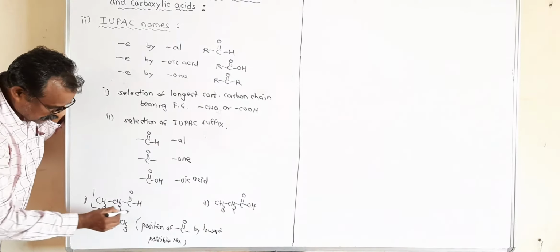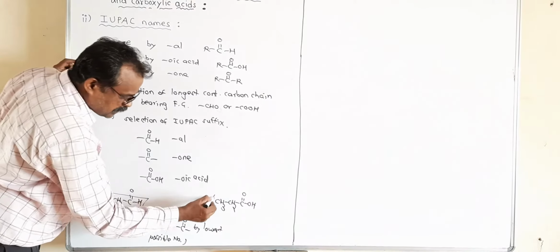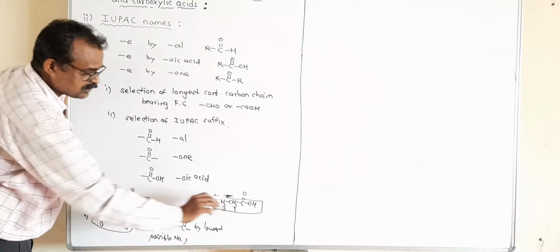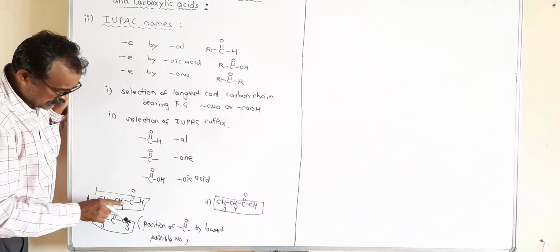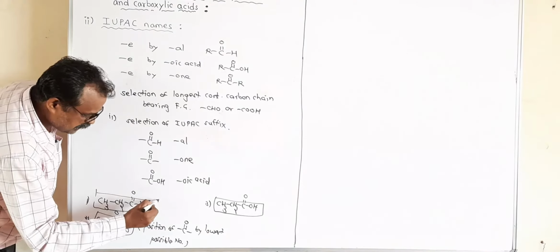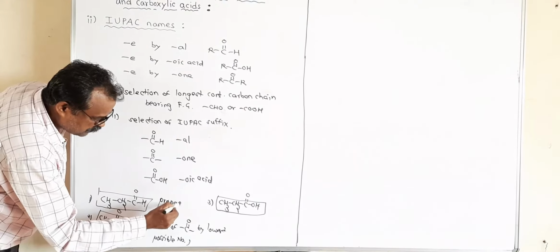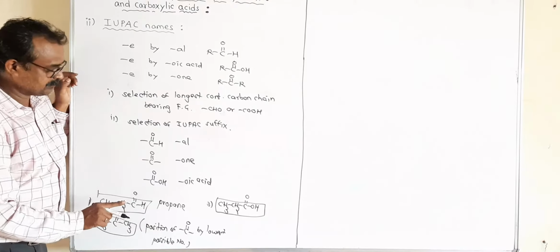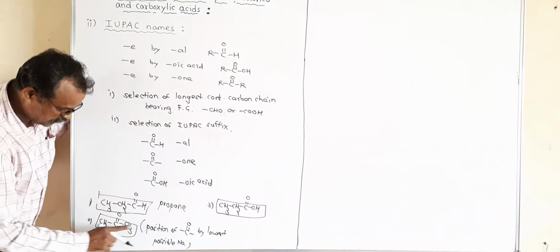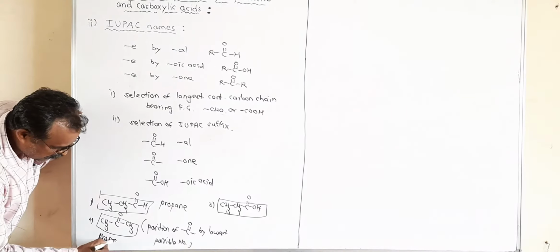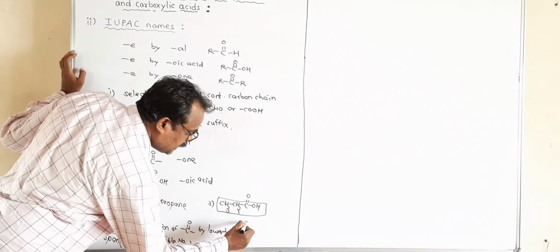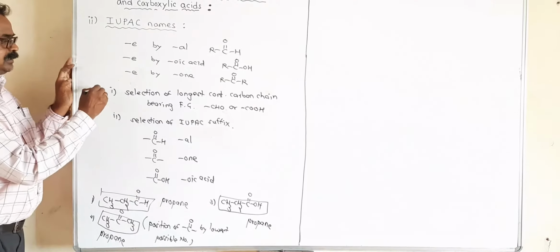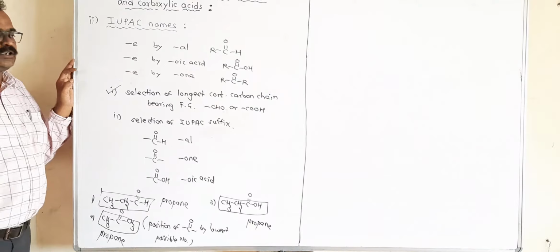This is the 3-carbon aldehyde, 3-carbon acid, 3-carbon ketone. So in this longest chain, 3 carbons are present and they are joined by single bonds. So the parent chain is considered as an alkane, propane. Here also 3-carbon alkane, propane. Here is also 3-carbon alkane, propane. Okay, that is the selection of the longest continuous carbon chain.